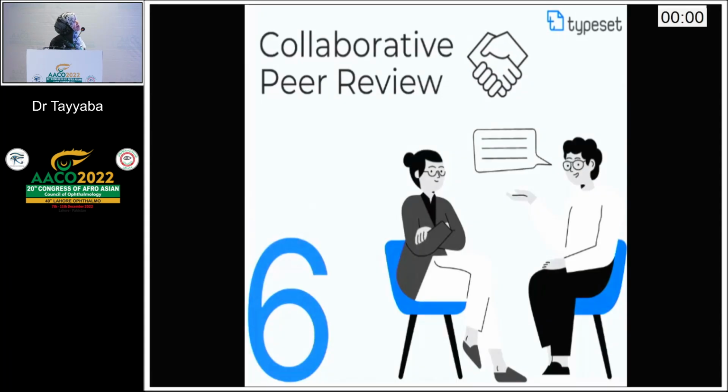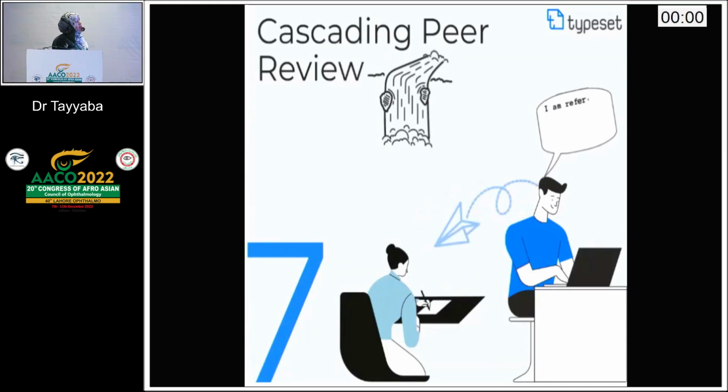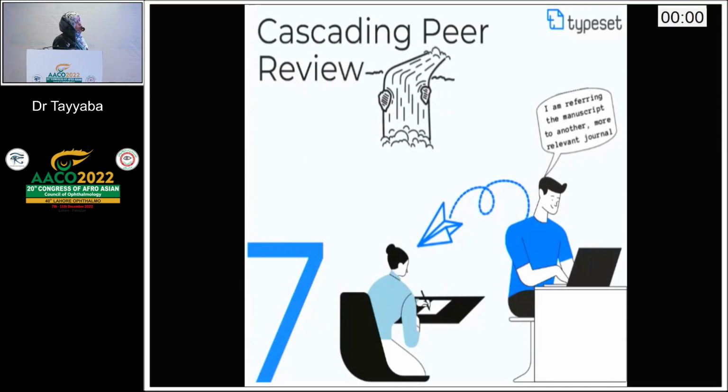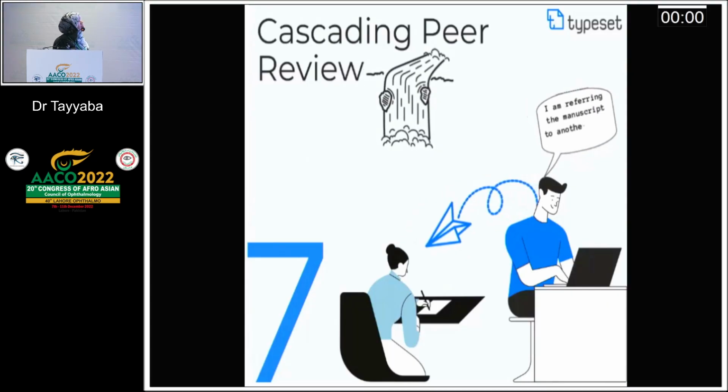Collaborative peer review, the editor provides a platform, and author and reviewer go through the article at the same time. Cascading peer review, two journals, one says no, but sends the article with the reviews to the other journal, and then the article is submitted and published. Thank you so much.